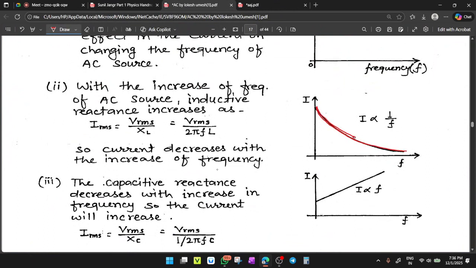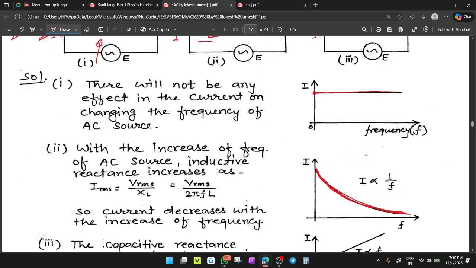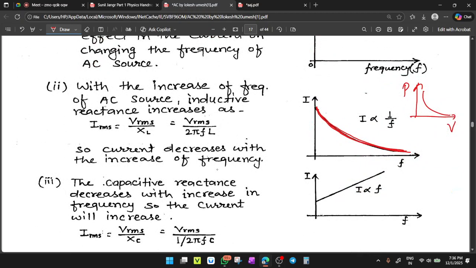For an inverse relationship, there will be a graph of a rectangular hyperbola. This is called a rectangular hyperbola, or you can say the Boyle's law graph. Maybe you studied Boyle's law, P is inversely proportional to V, in class 11th. This kind of graph was there, so the same flow will be here. If you are talking about the RMS current, RMS current equals VRMS upon XL, so VRMS upon 2 pi f L. So clearly here I is inversely proportional to the frequency.